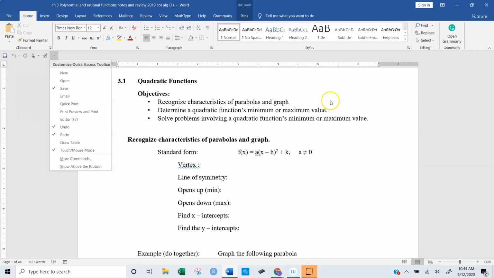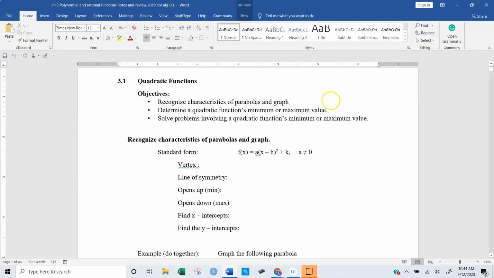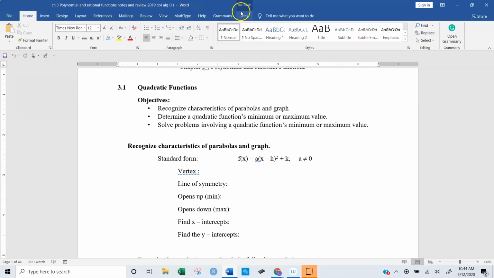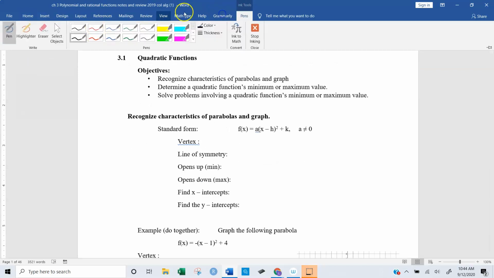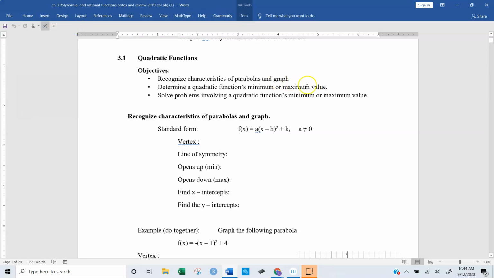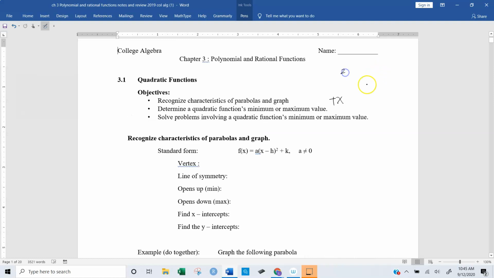If you have a positive x squared, that means it opens up. So then you have a min. And if you have a negative value in front of your x squared, then it opens down, and then you have a max. That's all that is.